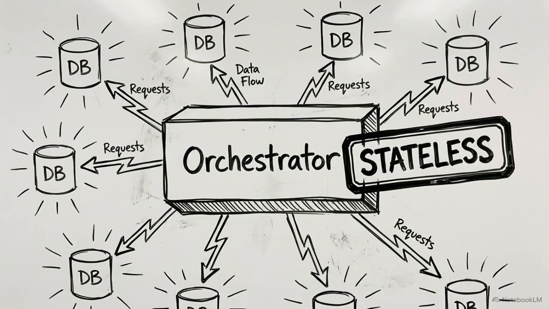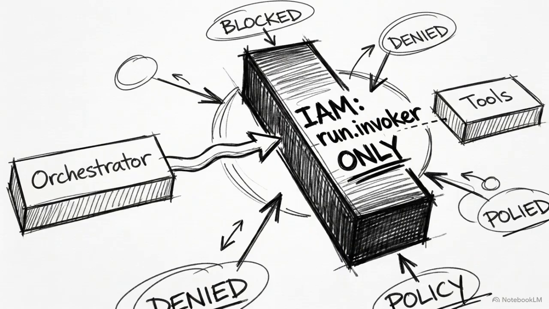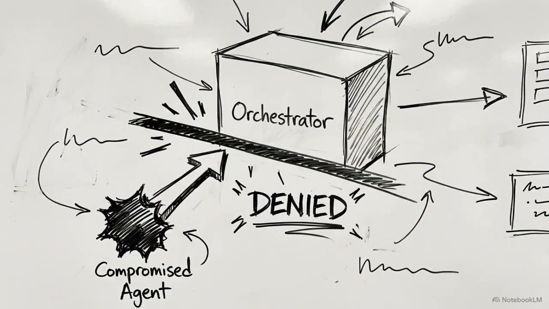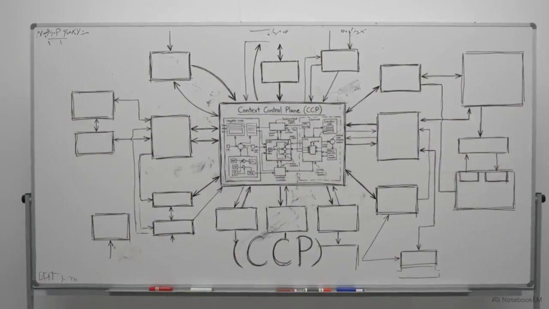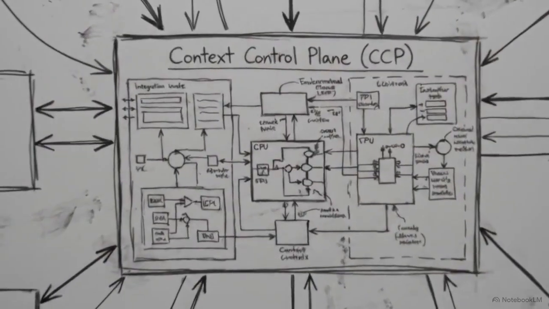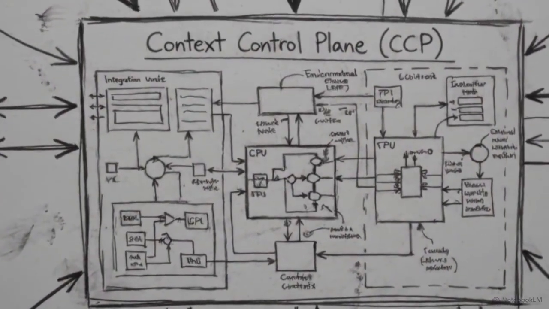The orchestrator operates under severe constraints. It is entirely stateless, contains zero routing logic, and is restricted by IAM policies from executing external tools. This thin design guarantees the orchestrator acts only as a secure dispatcher. If an attacker compromises a downstream agent, they cannot use the orchestrator to escalate their privileges. The true intelligence of the system lives one layer deeper, inside the context control plane. This is the operating system kernel.